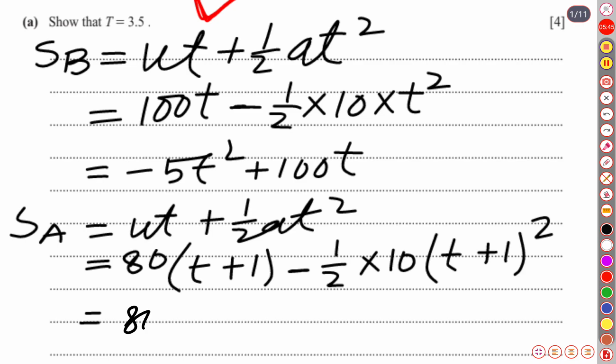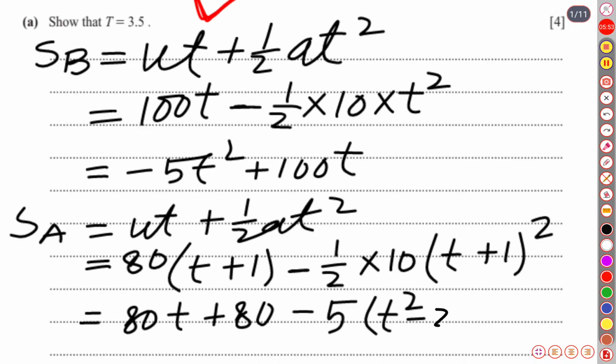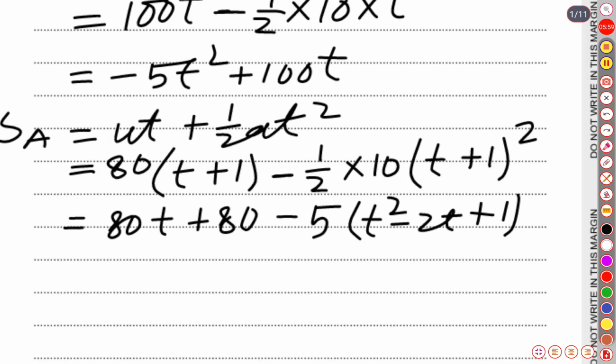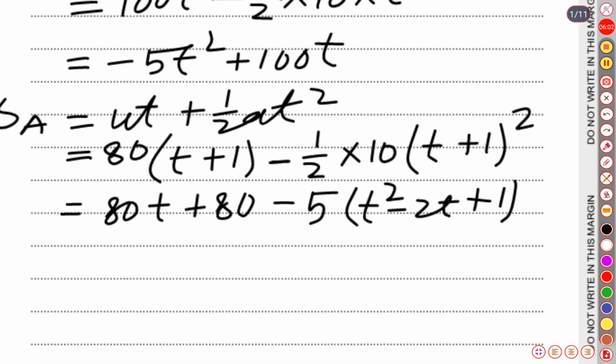Hence it is going to be 80t plus 80 minus 5 into t plus 1 whole square, which is actually t squared plus 2t plus 1. Okay, so we can simplify this. If we simplify, it is going to be negative 5t squared, then negative 10t plus 80t, so positive 70t, and positive 80 minus 5, so positive 75.